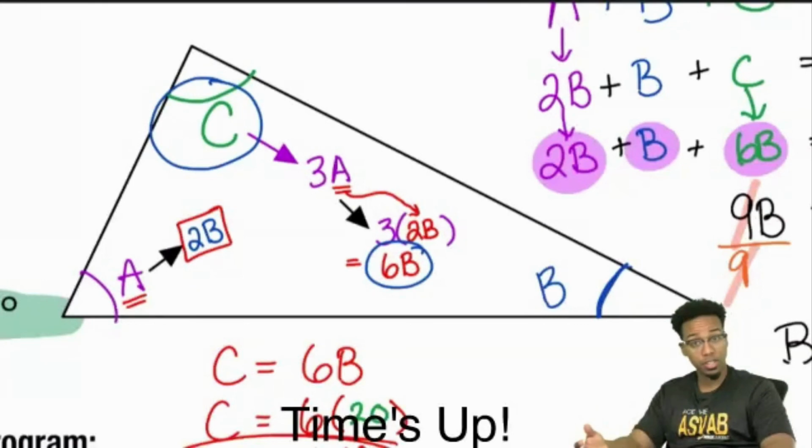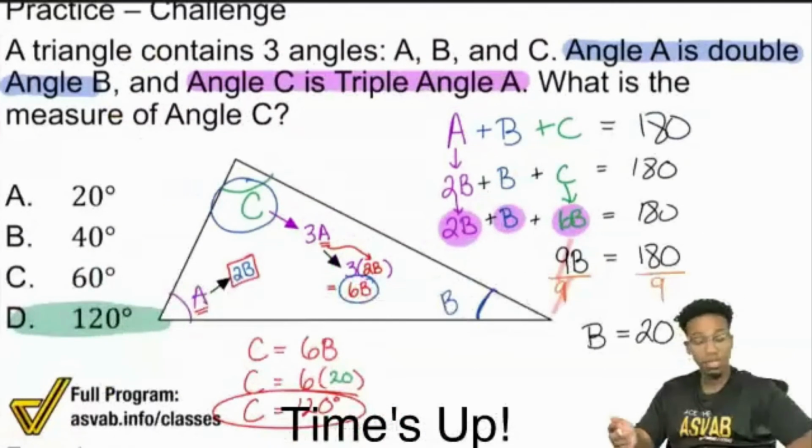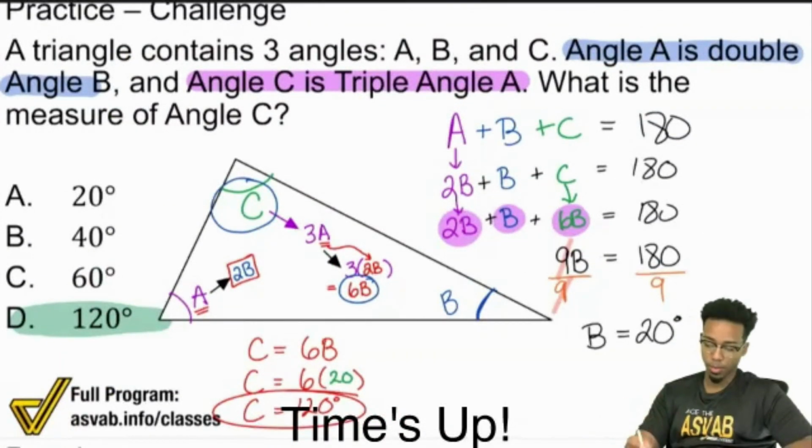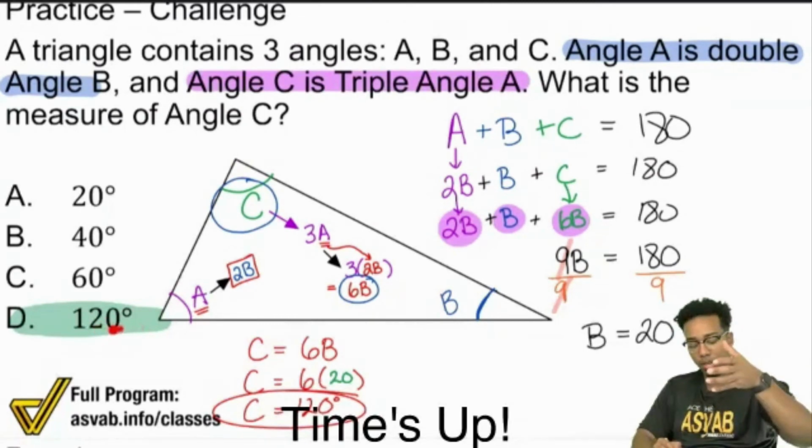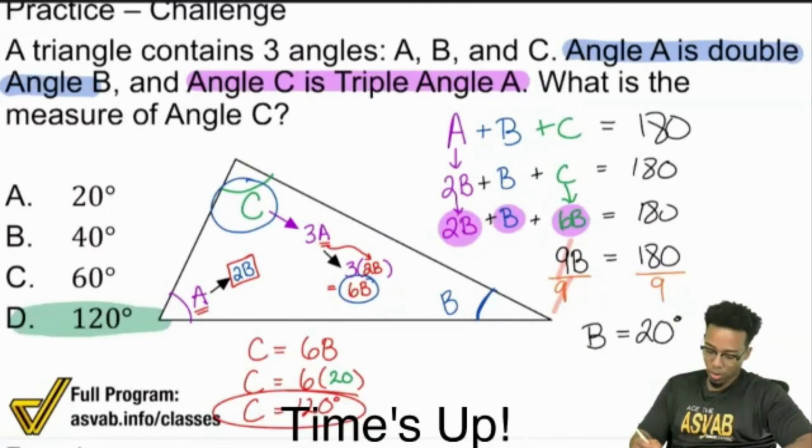Another way you could have done this was using the answer choices. So watch this, everybody. With the answer choices, if you pick 120 for C, look at this. If angle C is triple angle A, if C is 120, what's the opposite of tripling? Divide by 3. Everybody, what does that make angle A? If we divide by 3, we get what? 40. Okay, so using this logic, A would be 40.